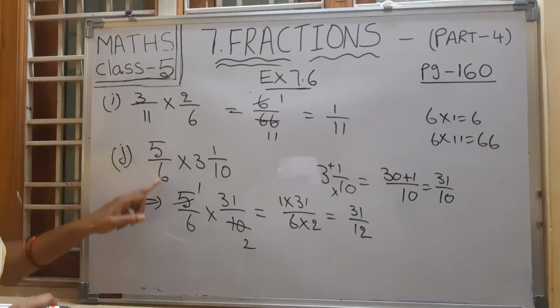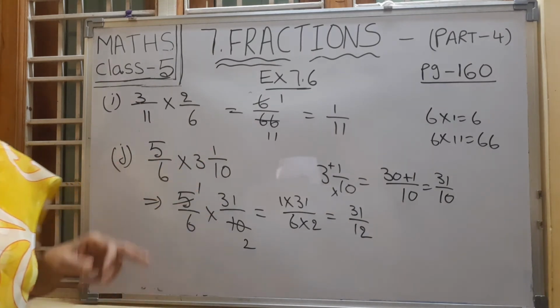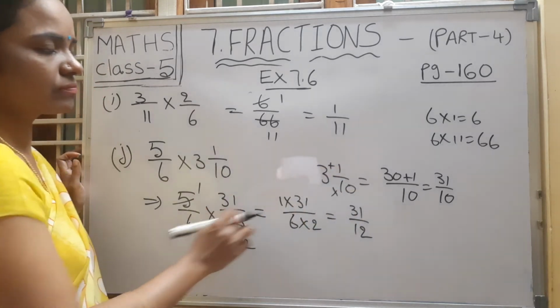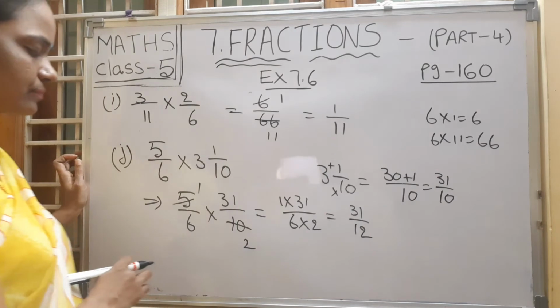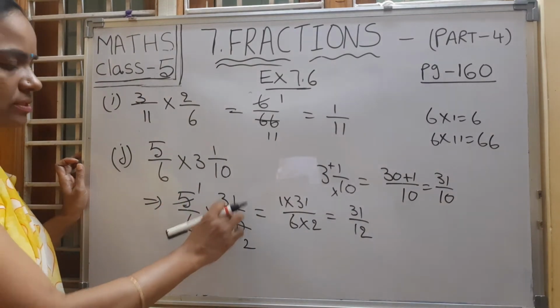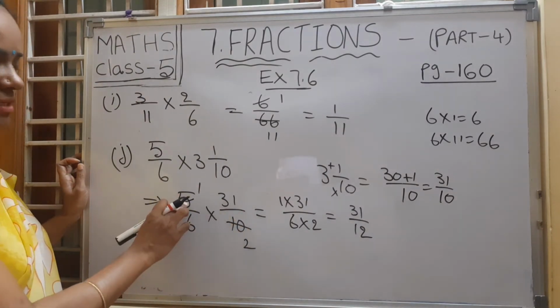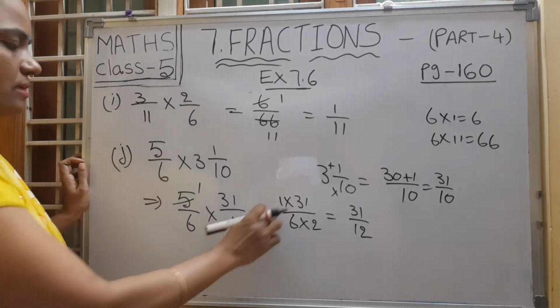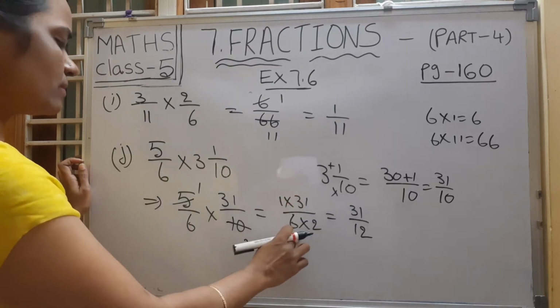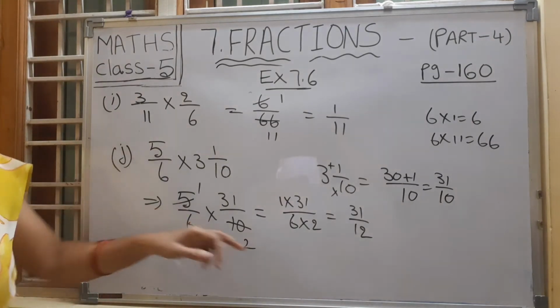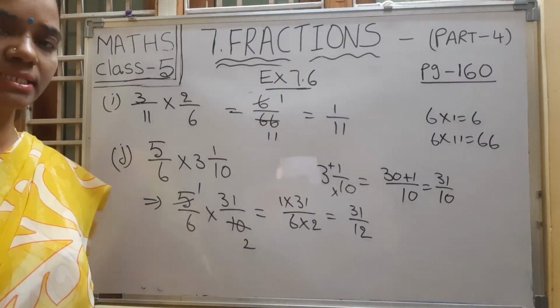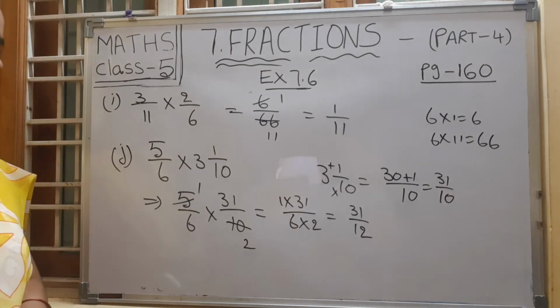So 5 by 6 into 3 1 by 10. What is the answer? 3 1 by 10, 3 tens are 30 plus 1 by 10, 31 by 10. 5 by 6 into 31 by 10 is equal to, 5 table, 5 1s are 5, 5 2s are 10. 1 into 31 by 6 into 2. 31 by 12 is the answer. Furtherly, we can't simplify it. It is the final form. Note it down, children.